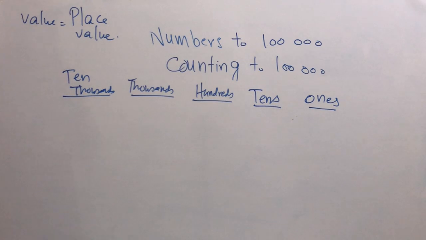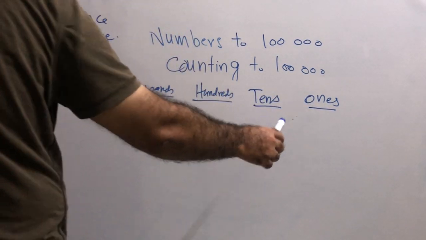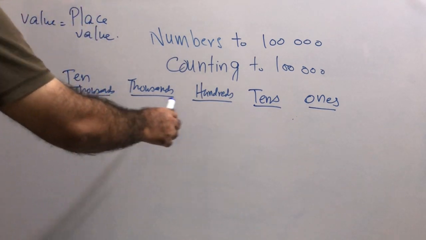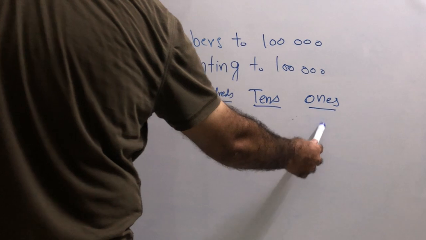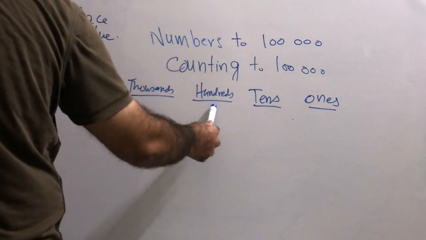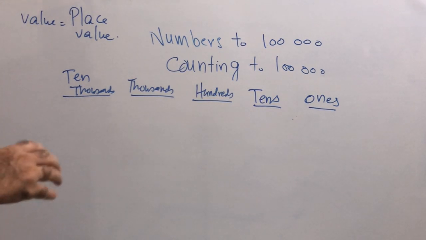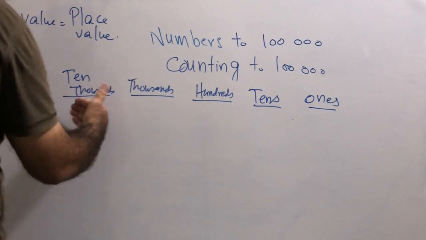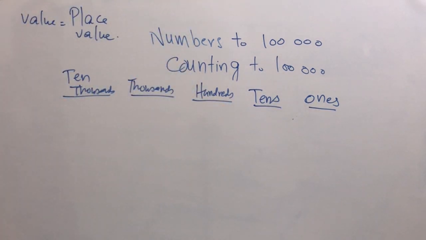You need to memorize ones, tens, hundreds, thousands, 10,000s. I'll repeat: ones, tens, hundreds, thousands, 10,000s. Okay. So now it is a big number. If we write some digit here, here, here, here, here, it will become a bigger number.